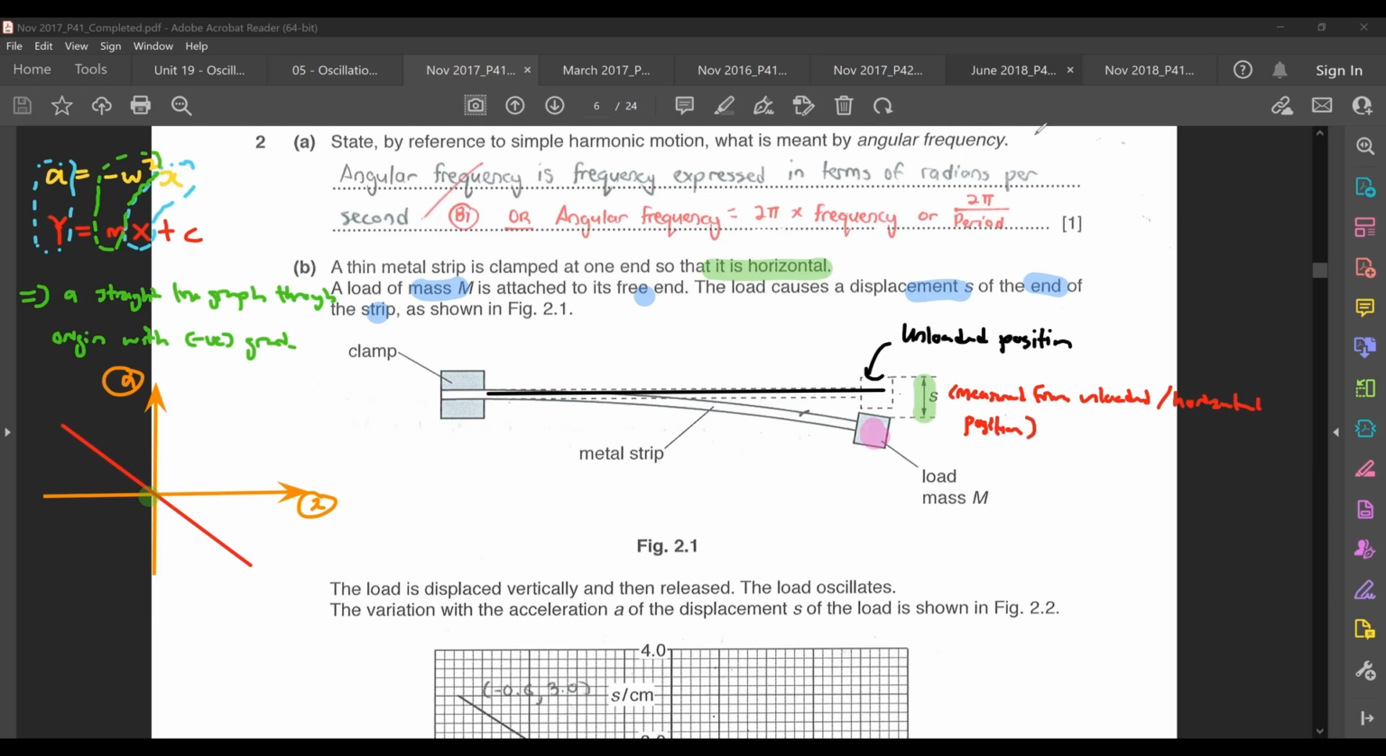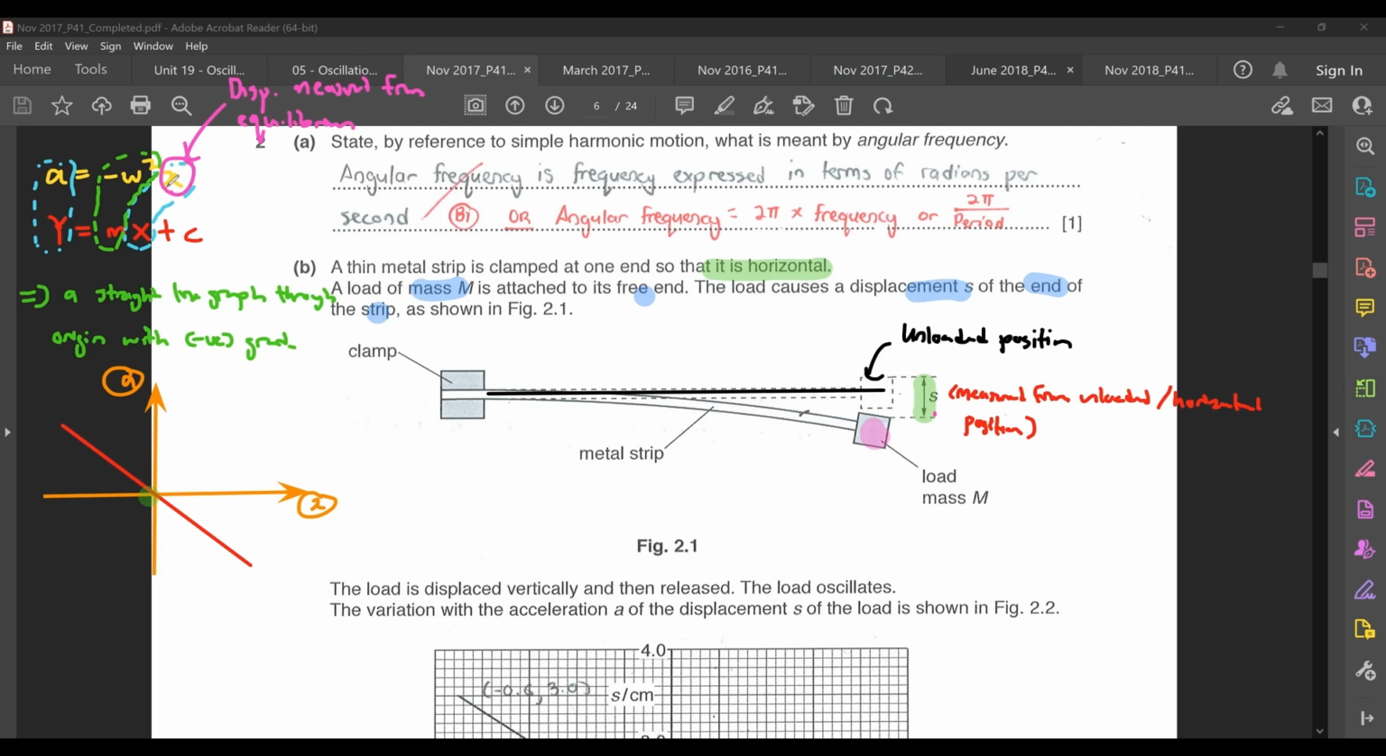The displacement that you always use for a equals negative omega squared x is displacement, that's correct, but it's always displacement measured from equilibrium. So this is one key thing that you need to always be mindful about. This one is displacement measured from equilibrium. Okay, so this x that you have here and this s that you have here are not exactly the same thing, in the sense that they are actually not measured from the same reference point.